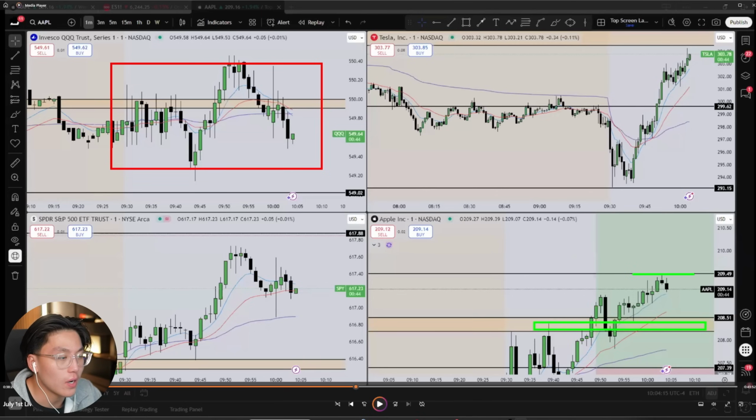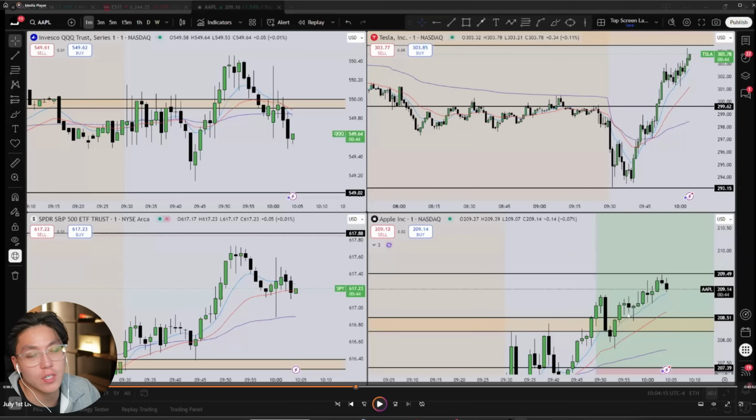There was also another entry here as well, which would have been your break and retest on the 5-minute, where you could also look for this continued push back towards the upside. But as you can see right there, that is the trade example for Apple. Now let's go on to the last example that I have for us today.